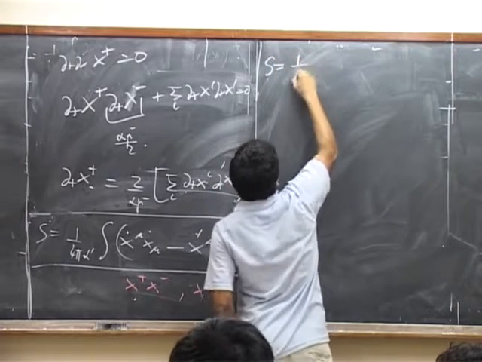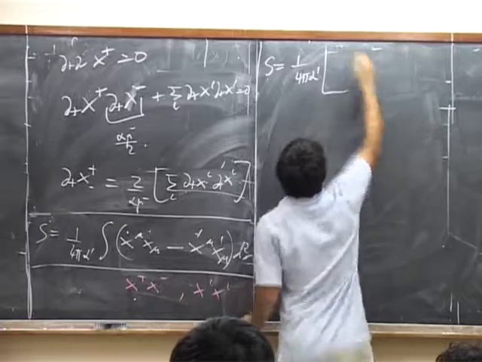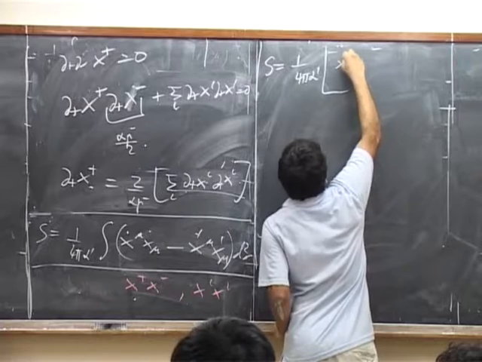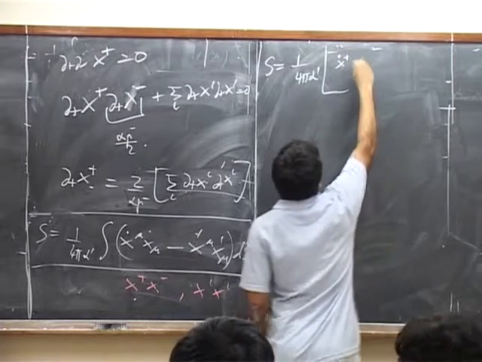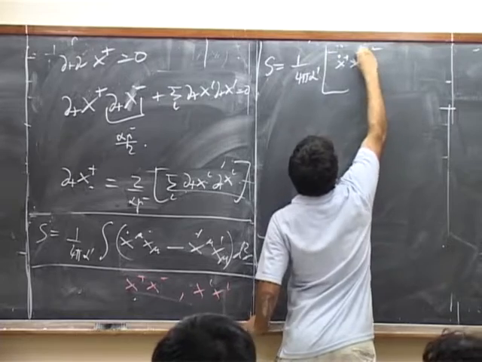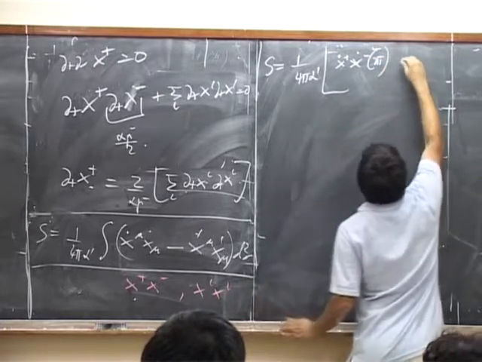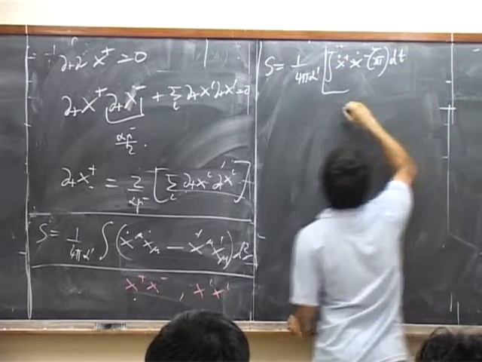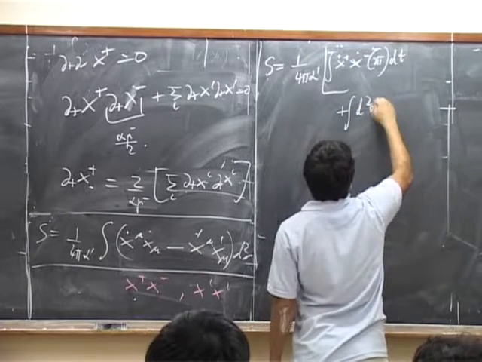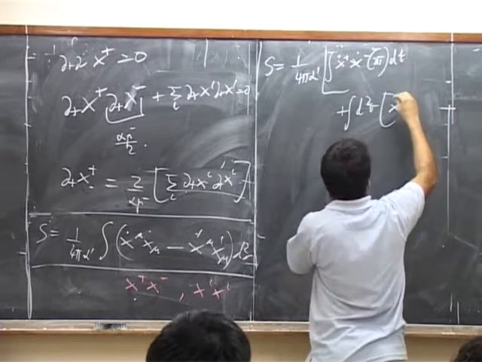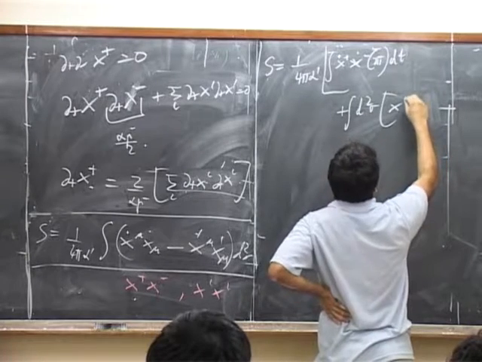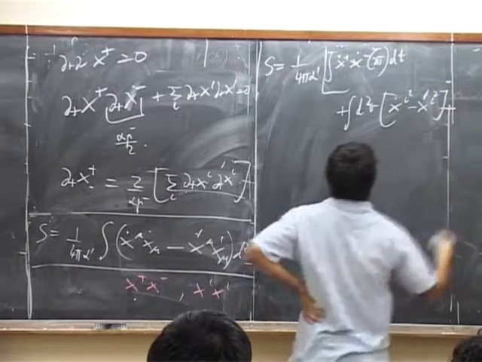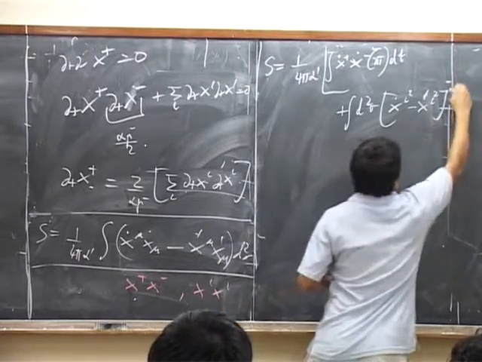If you take the action 1 over 4 pi alpha prime, x plus dot x minus dot times 2 pi, integral dt, plus the integral d2 sigma of xi dot squared minus xi prime squared, close bracket.